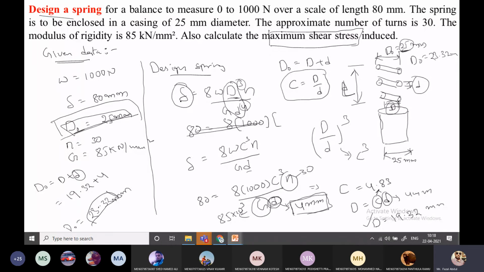Now the next additional question is given: how much is the maximum shear stress induced? The question is not mentioned here, with or without considering the curvature effect. So that's the reason I'm directly considering the curvature effect here. You people, I'm telling you, calculate the same answer without considering the curvature effect. So the maximum shear stress I'm calculating with consideration of curvature effect, K into 8 W D by pi d cube.